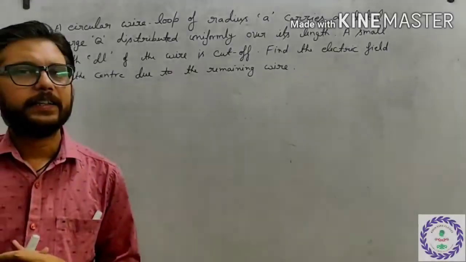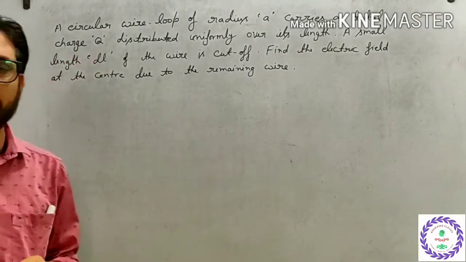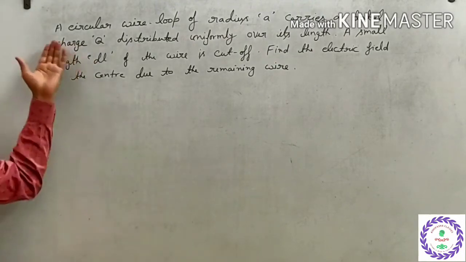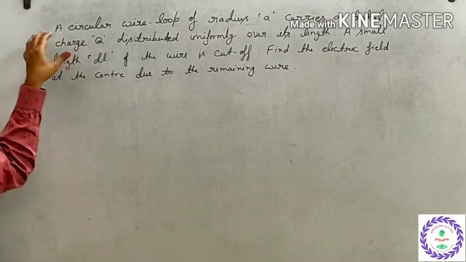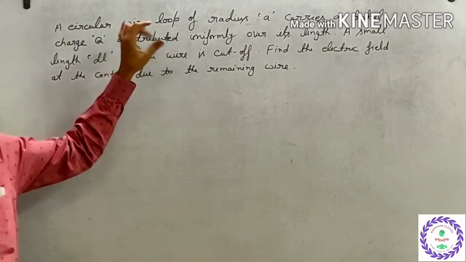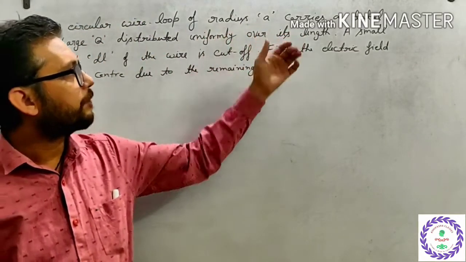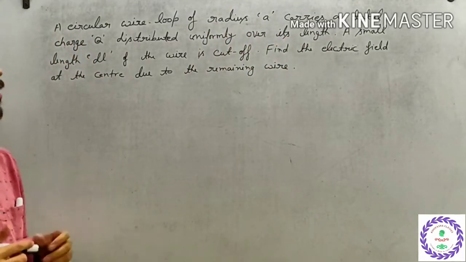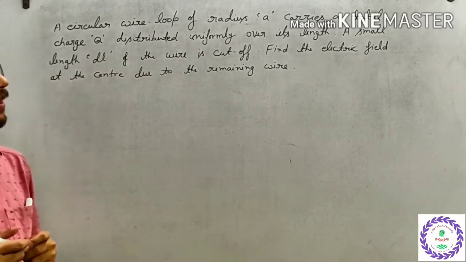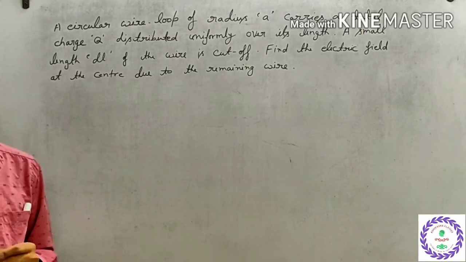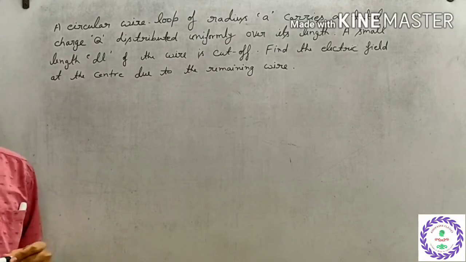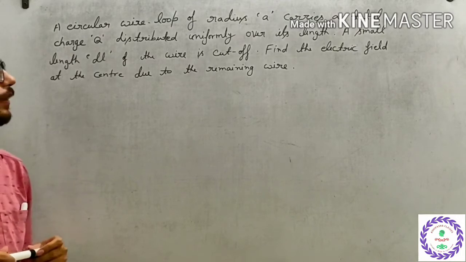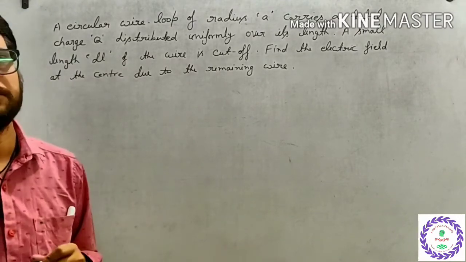So once again, students, this is your next question of electric field from the book S.C. Verma, and in this question we have a circular wire loop of radius small a that carries a total charge capital Q distributed uniformly over its length. A small length dl of the wire is cut off. Find the electric field at the center due to the remaining wire.